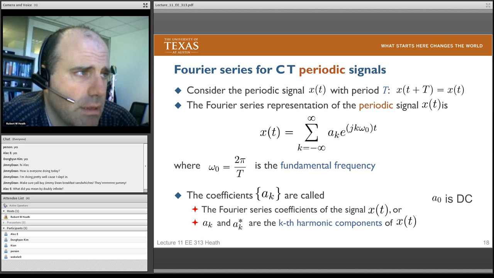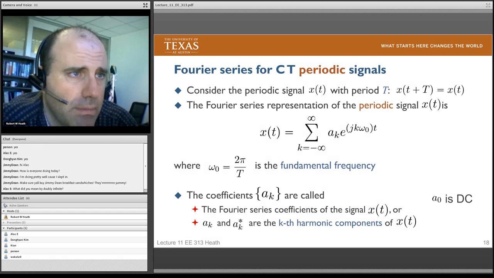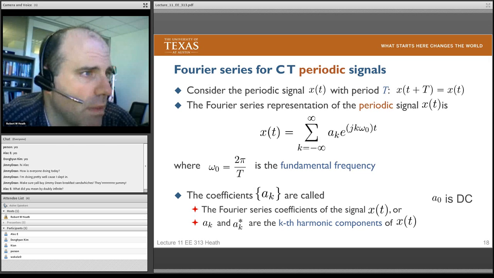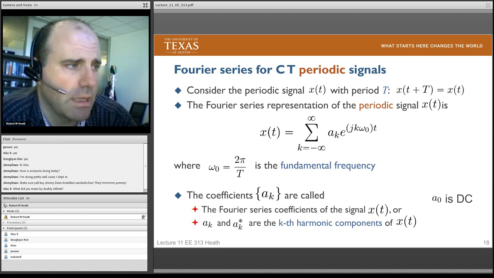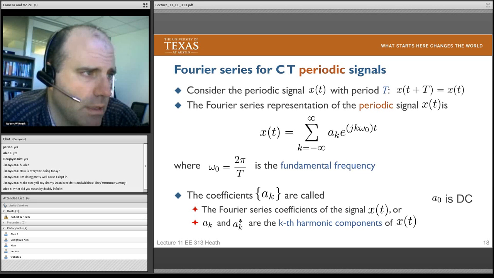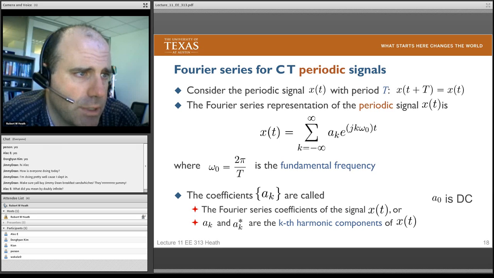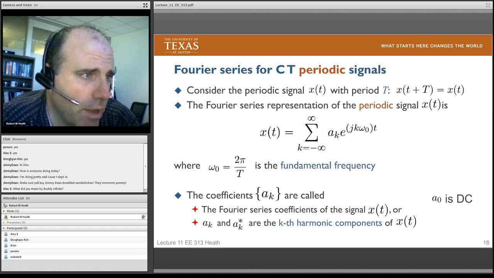So consider a periodic signal x of t with period T. So that x of t is the T that satisfies x of t plus large T is equal to x of t. And remember, the period is the smallest positive non-zero such T. So the Fourier series representation of a periodic signal is as follows here. Basically, it's a way of writing a periodic signal x of t as a sum of complex exponentials, in particular complex sinusoids, with value e to the j k omega naught t, where omega naught is the fundamental frequency, which is just 2 pi over T.